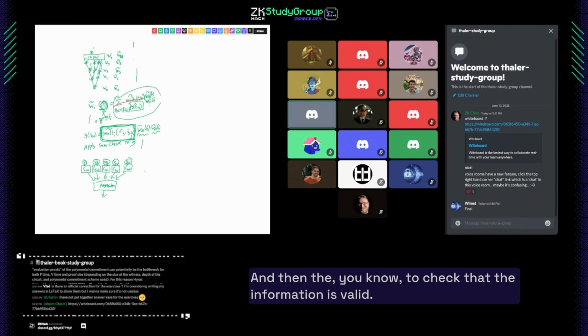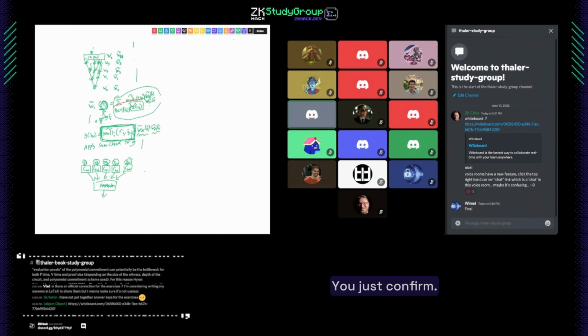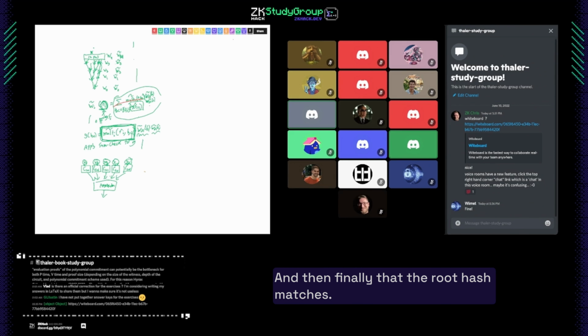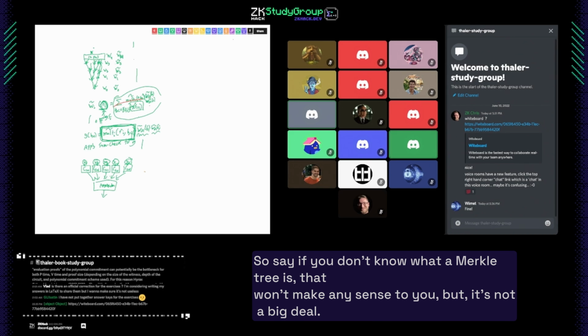And then to check that the information is valid, you just confirm that the hash of any two siblings in the authentication information indeed equals the provided hash along the root to leaf path, and then finally that the root hash matches. So if you don't know what a Merkle tree is, that won't make any sense to you, but it's not a big deal.